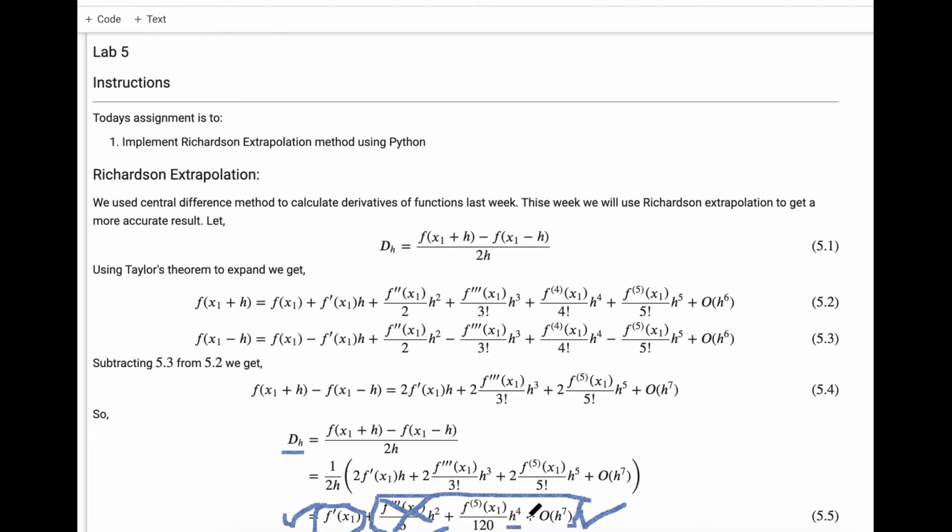Since h is a fractional value, h square is obviously much larger than h to the power 4. So what we are focused on right now is how to remove this term so that we can improve the accuracy and the error contains at max h to the power 4 value.